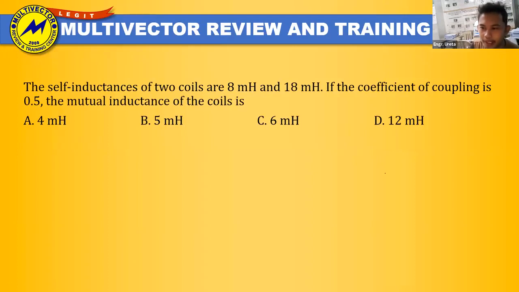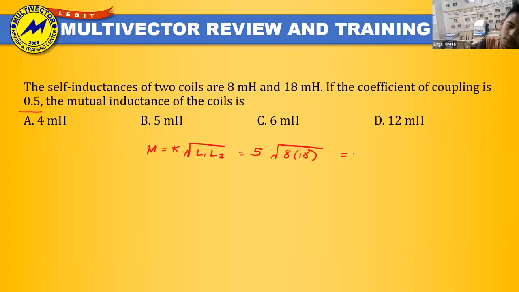The next problem, pinapahanap is mutual inductance. Direct formula. Mutual inductance is K, coefficient of coupling, times square root of L1 and L2. Binanggit coefficient of coupling is 0.5. Which is just equals to 6 millihenry. So letter C.